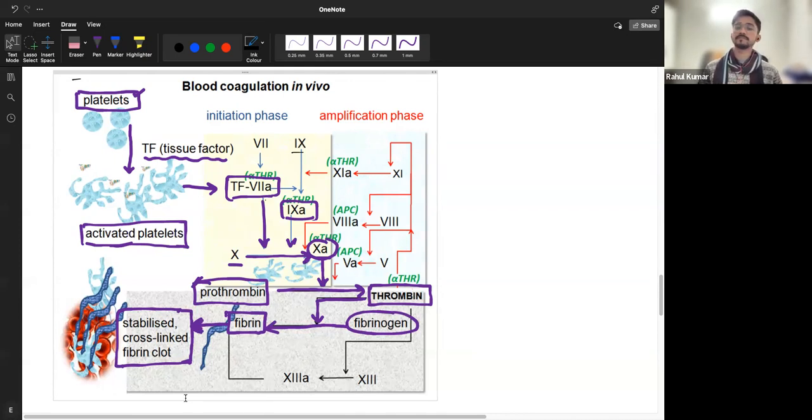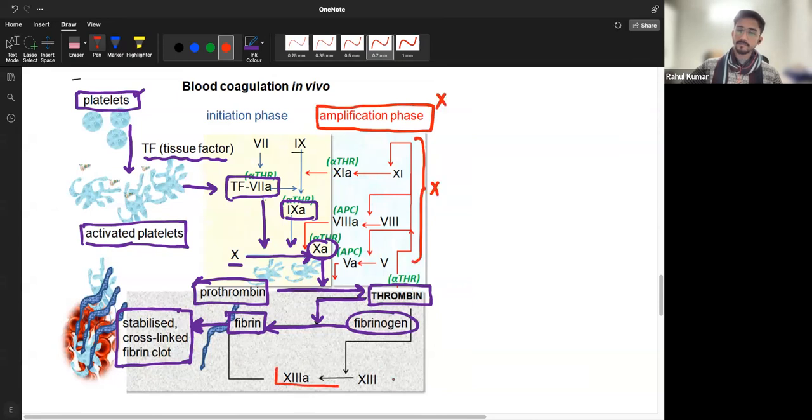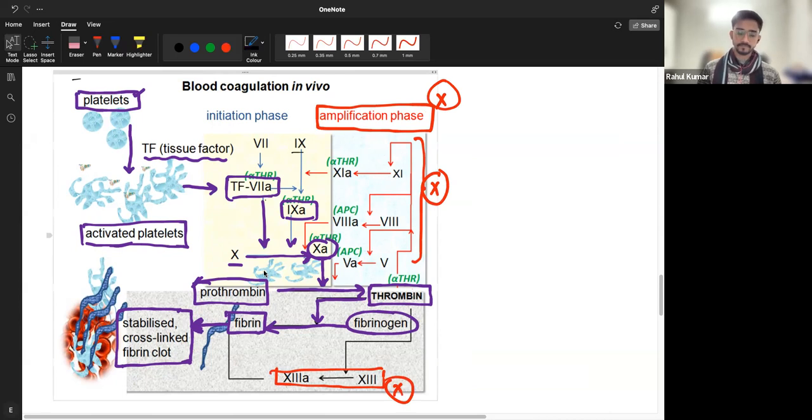Let me know when everyone is done. You don't have to worry about this amplification phase at all. This whole part is not in your syllabus. In fact, even this is not a part of your syllabus. Don't worry about this. Done? Everyone done? Shall we move forward now?